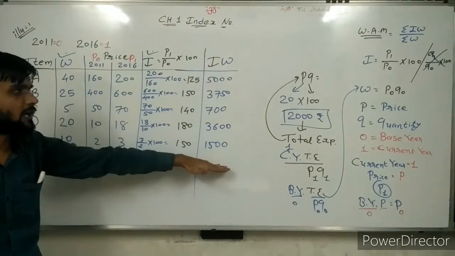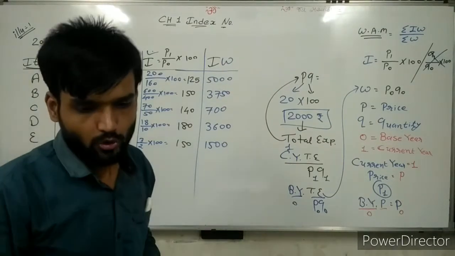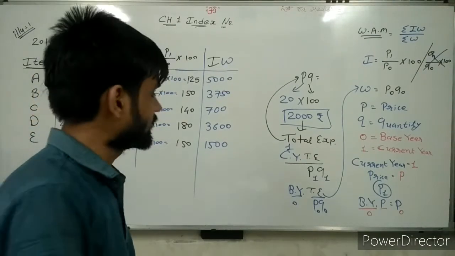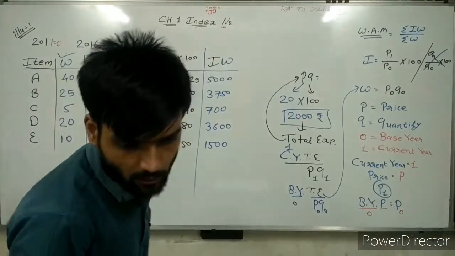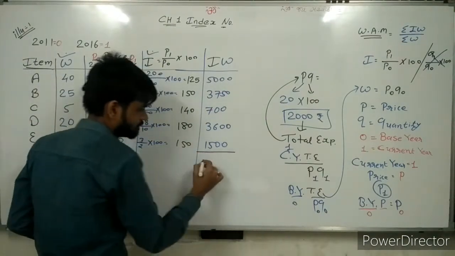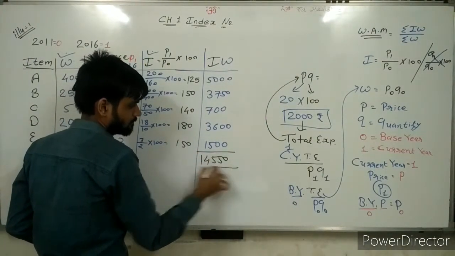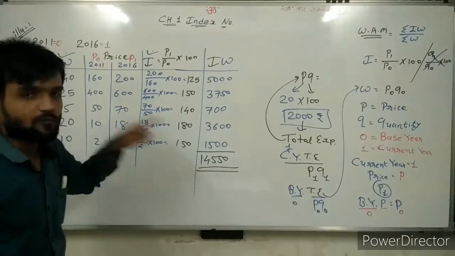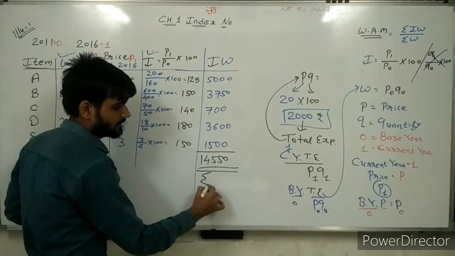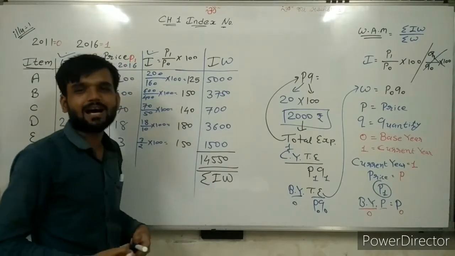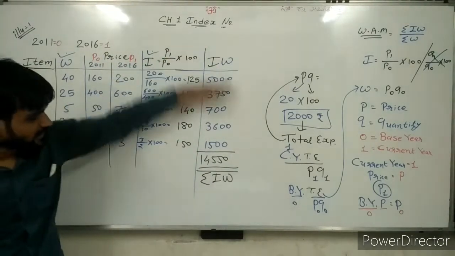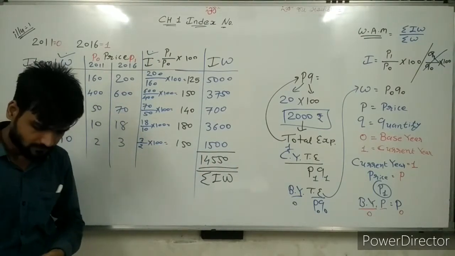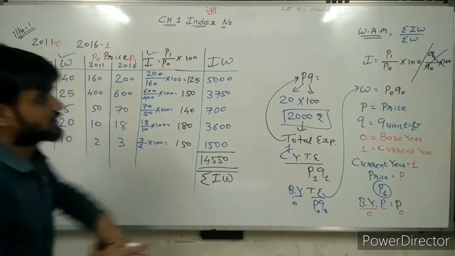So now we have the value of I into W. So IW: 5000, 3750, 700, 3600 and 1500, and the total of it is 14,550. It's the total of IW, so it is denoted by sigma IW. So sigma IW is 14,550. Going ahead.